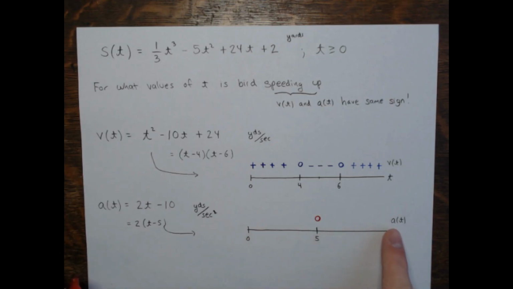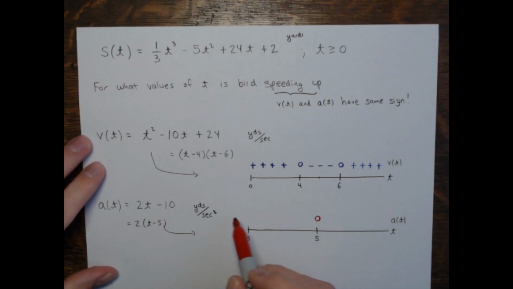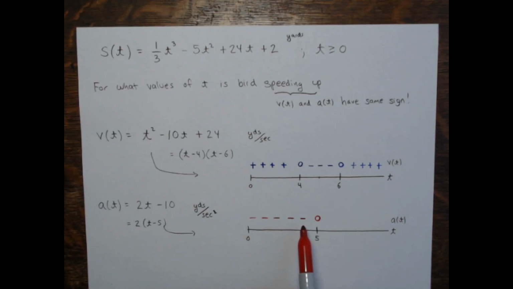So then at every other time, again, because this is a polynomial, it's not undefined anywhere, right? So every other time is going to give me either a positive acceleration or a negative acceleration. Well, to the left of 5 here, if I were to plug in 0 or 1 or 2, this would be a negative number, right? So we have a negative acceleration. Put little minus signs here. We have a negative acceleration for the first 5 seconds.